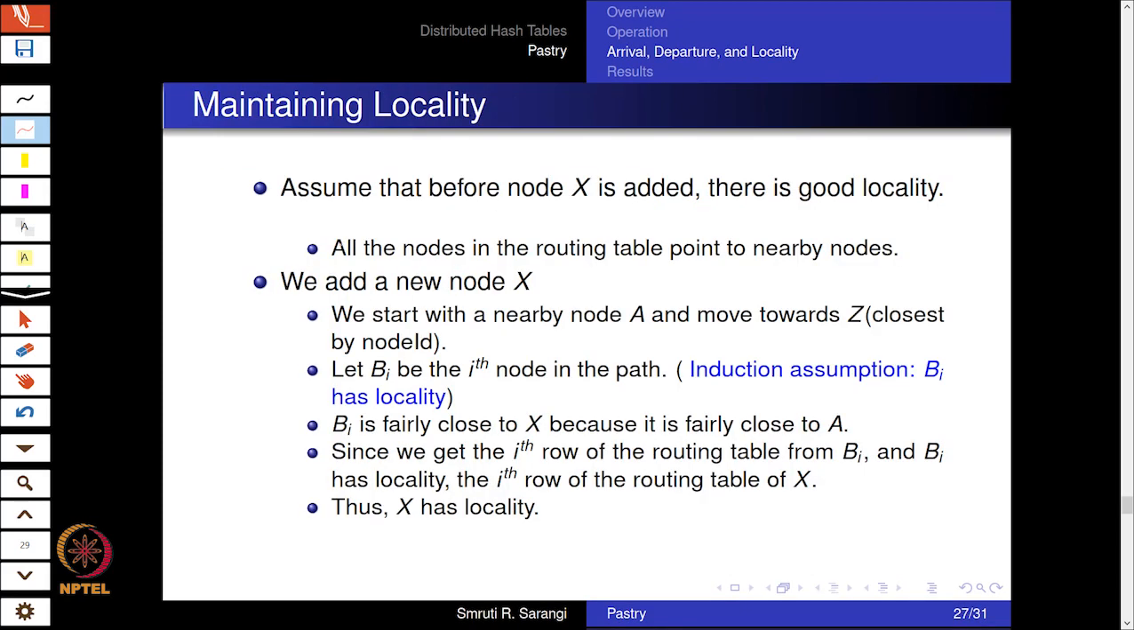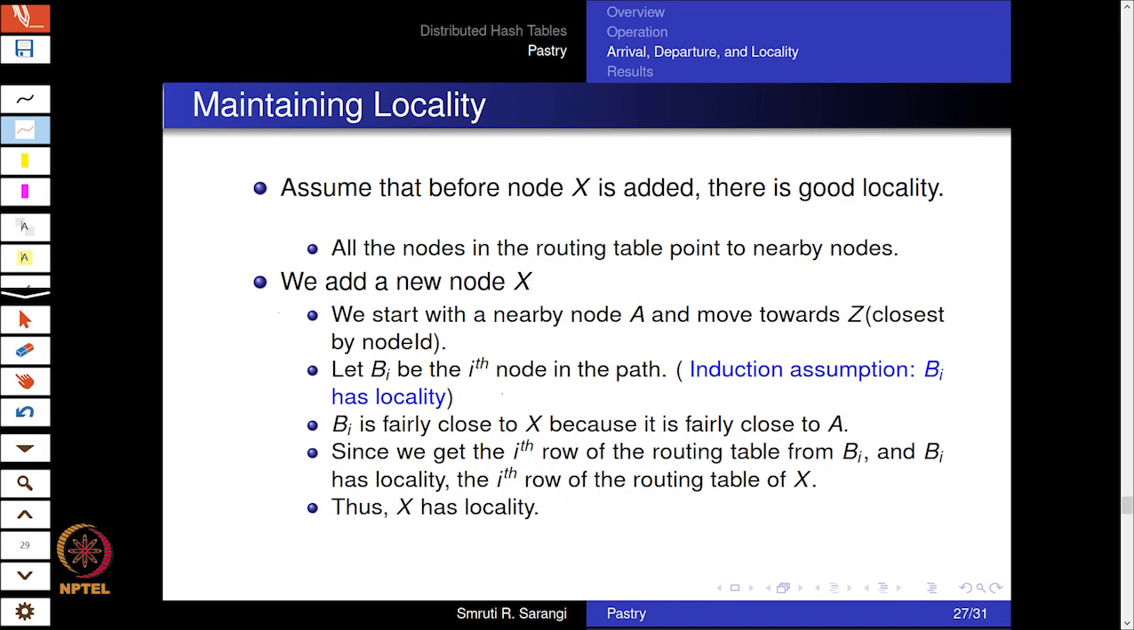Okay, maintaining locality. It comes back to the trick question that I had asked a few slides earlier. Assume that before node X is added, there is a good amount of locality, right? Locality in the routing tables and so on. This is geographical locality, that all the nodes in the routing table point to nearby nodes. So when we add a new node X, we start with a nearby node A and move towards Z, which is the closest by node ID. Let Bi be the ith node on the path.